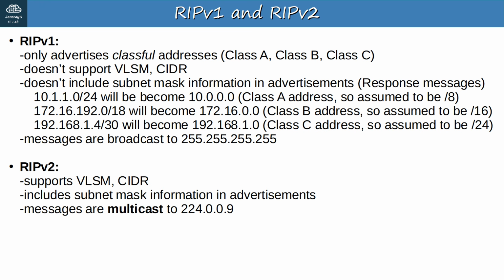Another difference is that RIP version 2 messages are not broadcast. They are multicast to address 224.0.0.9. This address is in the class D range, which is reserved for multicast addresses. What exactly is multicast? You don't need to know the details at the CCNA level, but here's a quick comparison.